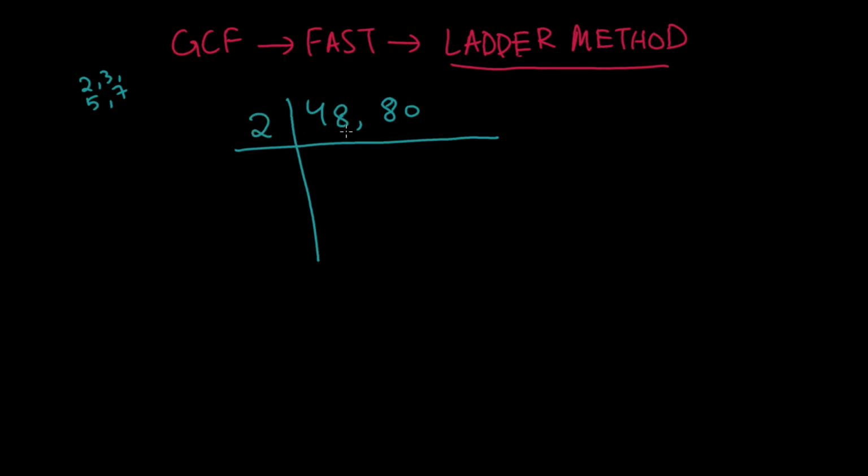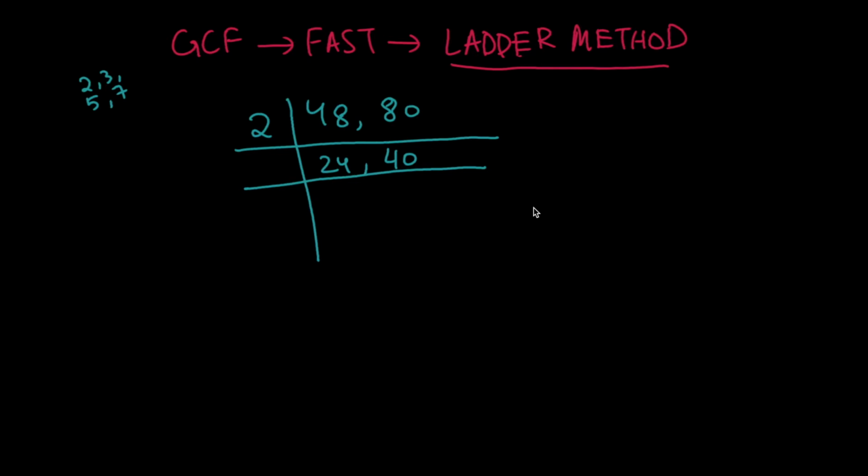So you have 8 in the ones place, and you have 0 in the ones place. So if the last digit is even, then 2 divides it. So we're doing 48 divided by 2. That turns out to be 24. And then we're doing 80 divided by 2. That turns out to be 40.